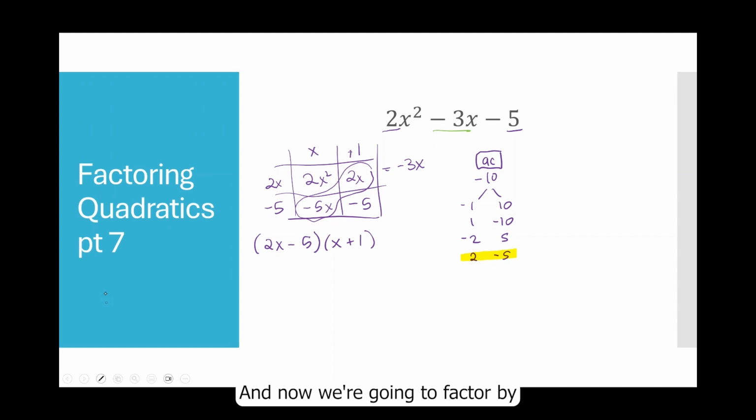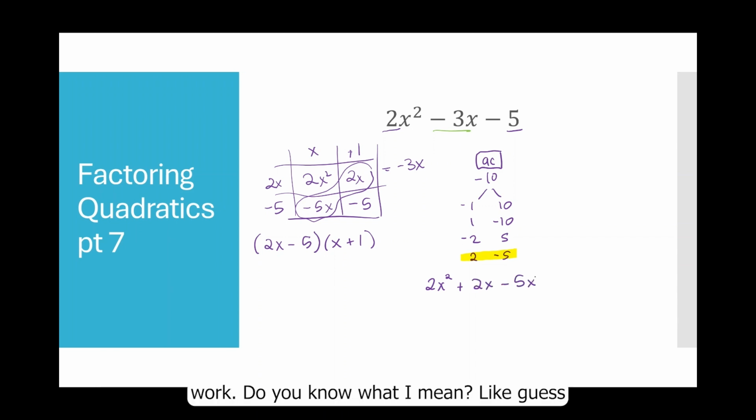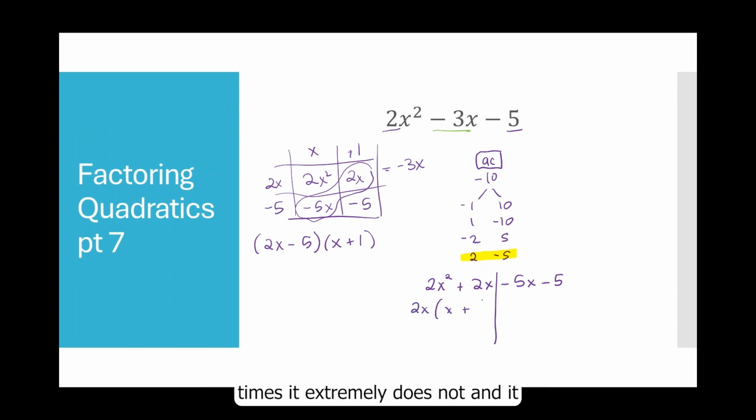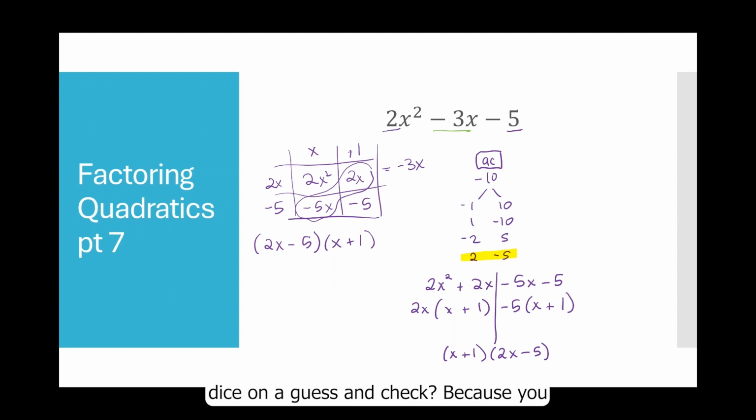And now we're going to factor by grouping. So this one has less guess and check, but sort of more work. Do you know what I mean? Like, guess and check sometimes just works on the first go when you're like, amazing, that worked so well, I'm so happy. And other times it extremely does not, and it takes a lot of guesses. So you just have to decide, would you rather do the algorithmic way where it's going to maybe be more steps, but it'll always get you your answer without you having to guess and check? Or do you like rolling the dice on a guess and check? Because you can. You always can.